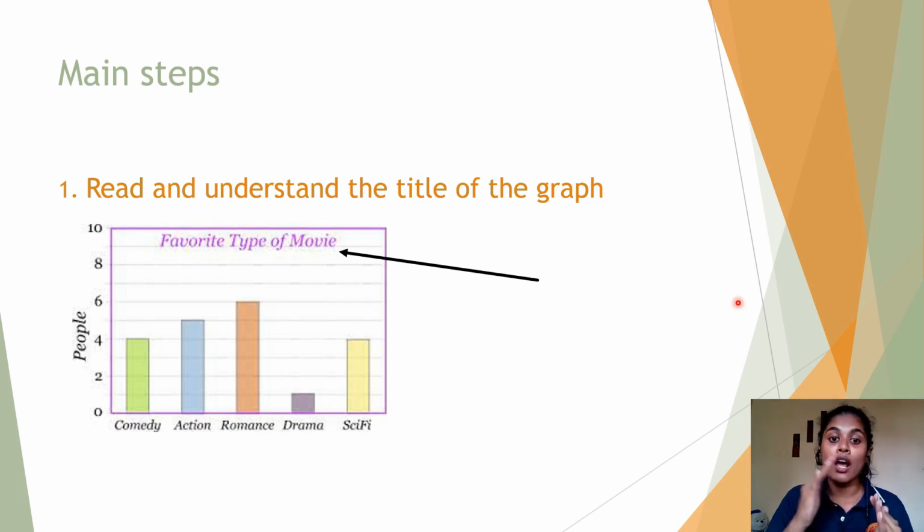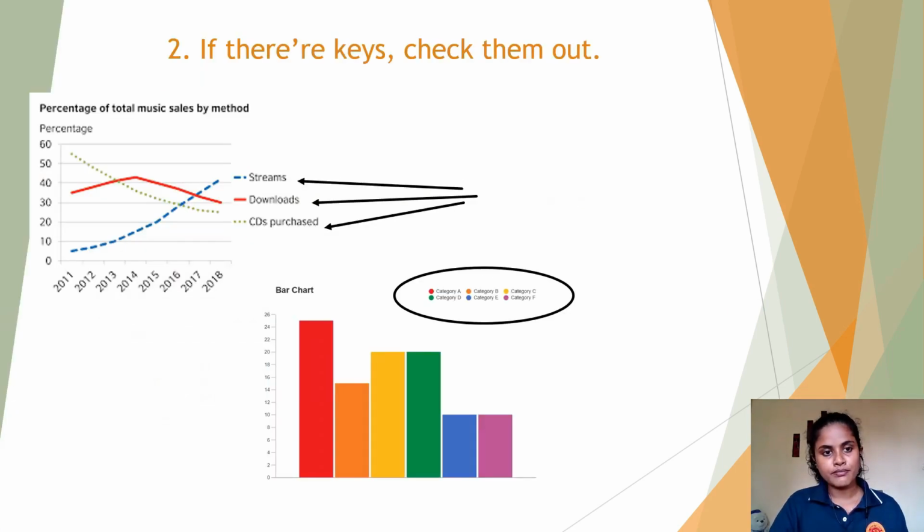We should read and understand the title of the graph, which means what does this pie chart or the bar graph represent? What is the meaning of this whole graph? Why are they talking about this? What is the reason behind using this pie chart or bar graph, which is represented through the title? So first we have to read and understand the title of the graph.